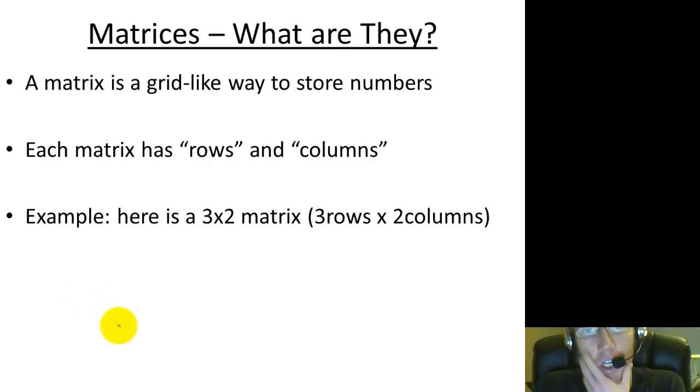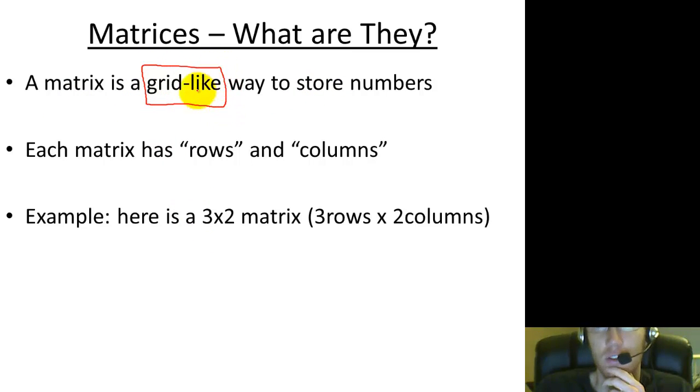And so just like plotting points or making equations or functions or graphs, this is something you want to be familiar with. That way, if other people are talking about it, you know what they're talking about, and they hopefully will learn it so that when you talk about it, they know what you're talking about. So a matrix is a grid-like way to store numbers. If you have a lot of different numbers, you can store them in this kind of grid structure.